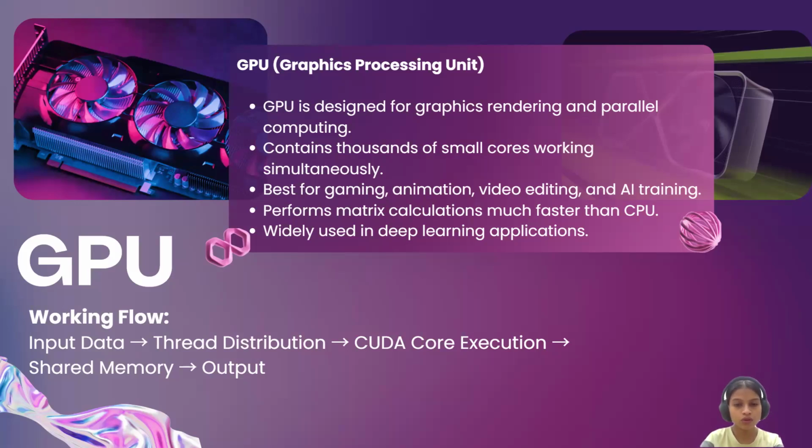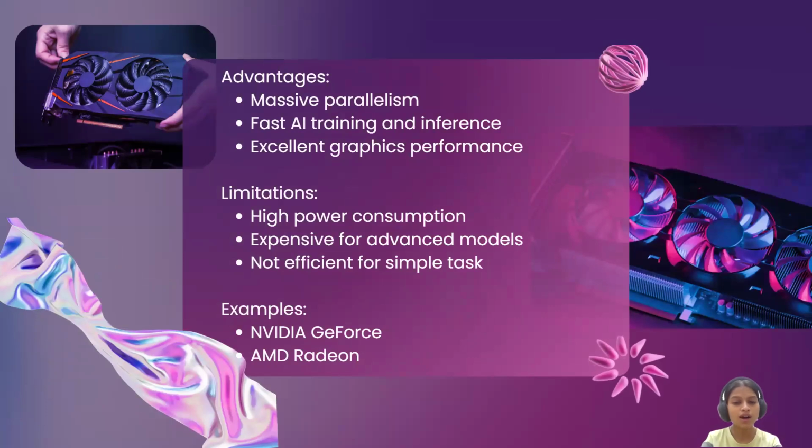Now its working flow. First the input data, then the thread distribution, then CUDA core execution, then shared memory, and then finally the output. Massive parallelism, fast AI training and inference, and excellent graphics performance are its advantages, and high power consumption, expensive hardware, and not being efficient for simple tasks are its limitations. Talking about its applications, NVIDIA GeForce and AMD Radeon graphics cards are examples.